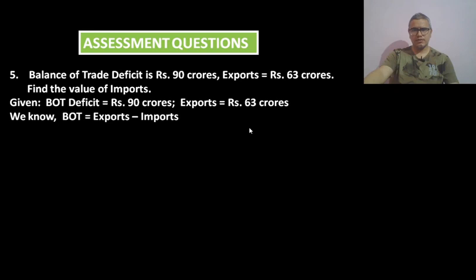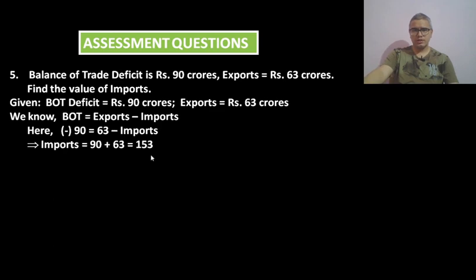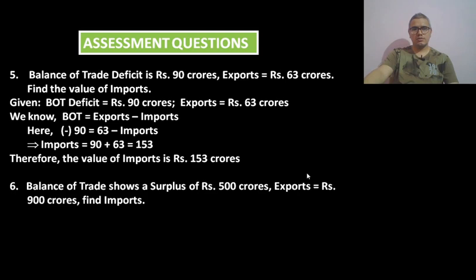Now we write the formula, and here also, because there is deficit in balance of trade, we are writing it as minus 90. Exports value is given as 63 crores, we have replaced it. Imports we are asked to find. So after solving this, we get that imports is equal to 90 plus 63, that is 153. So the value of imports is rupees 153 crores. In a similar way, we take the next question here. Instead of deficit, there is surplus 500 crores.